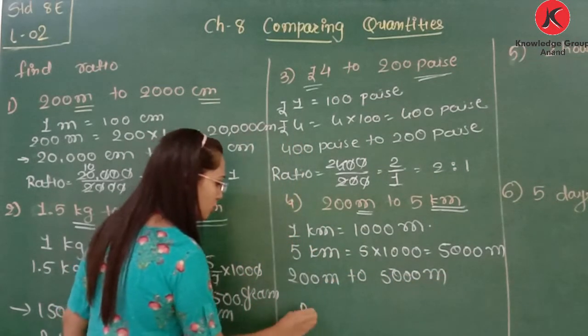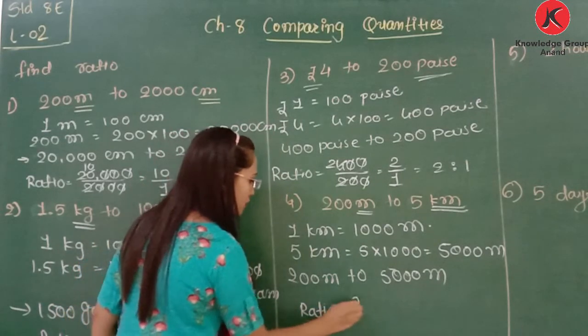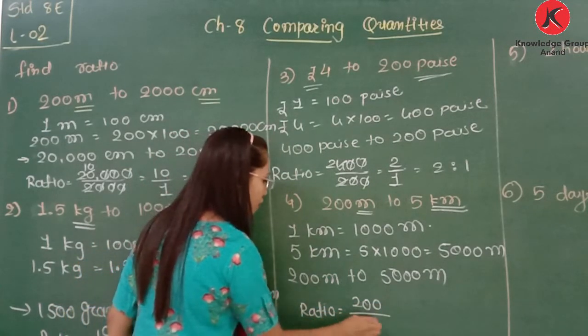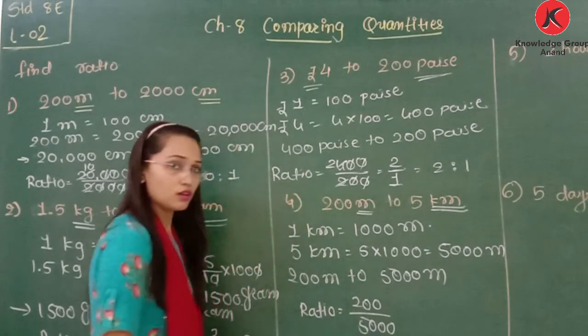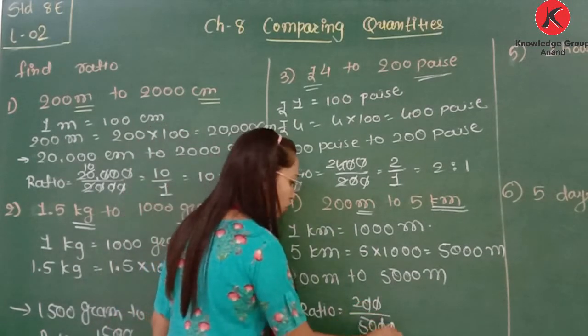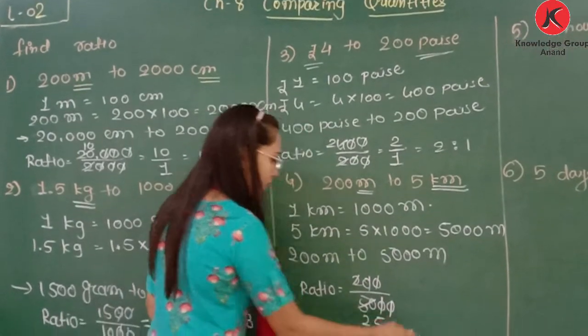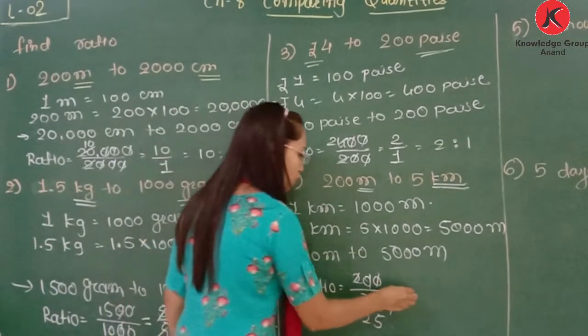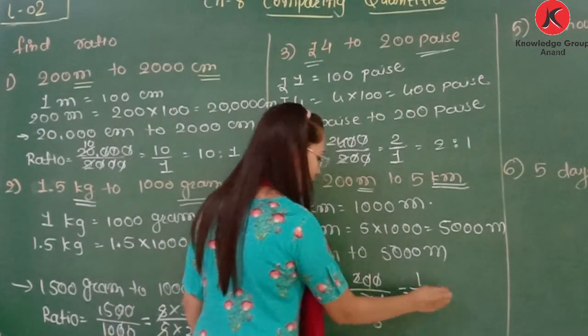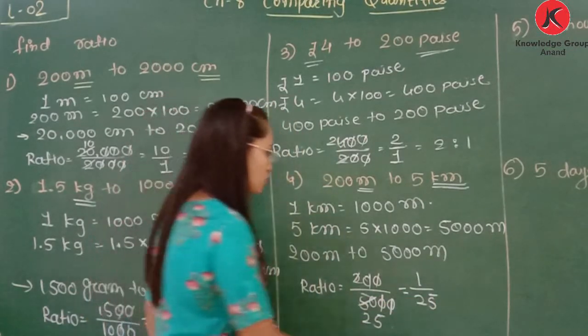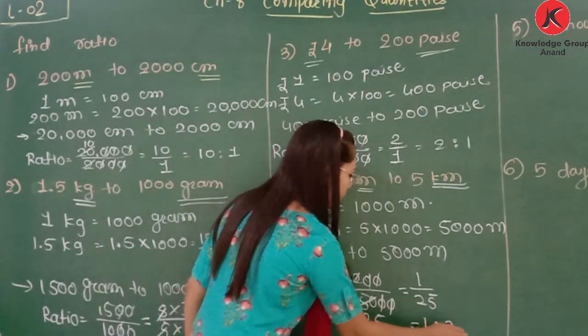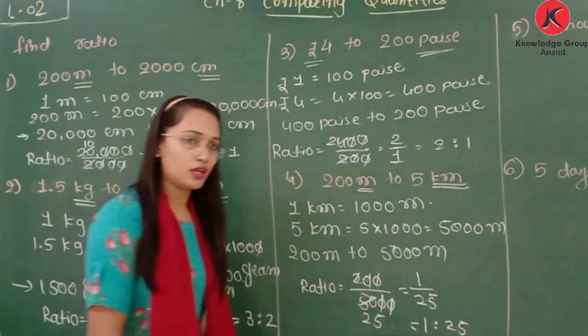So ratio is equal to 200 divided by 5000. We can cut the common factor, common 0s. 2 25s are 50. So numerator is 1, denominator is 25. So ratio is 1:25. Okay. Now next one.